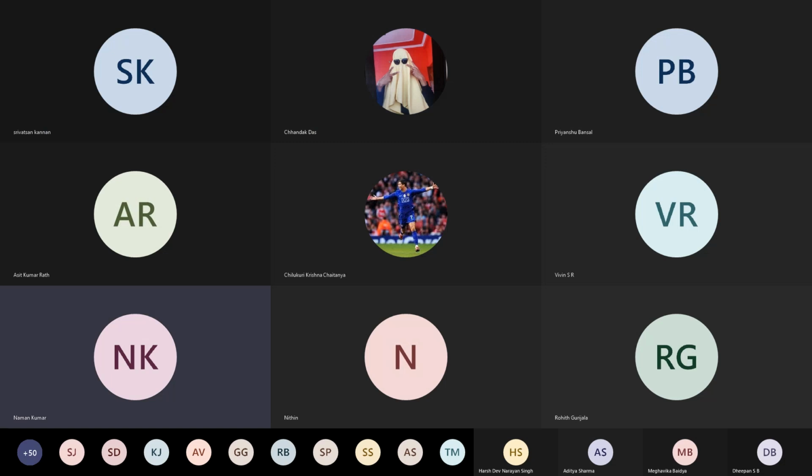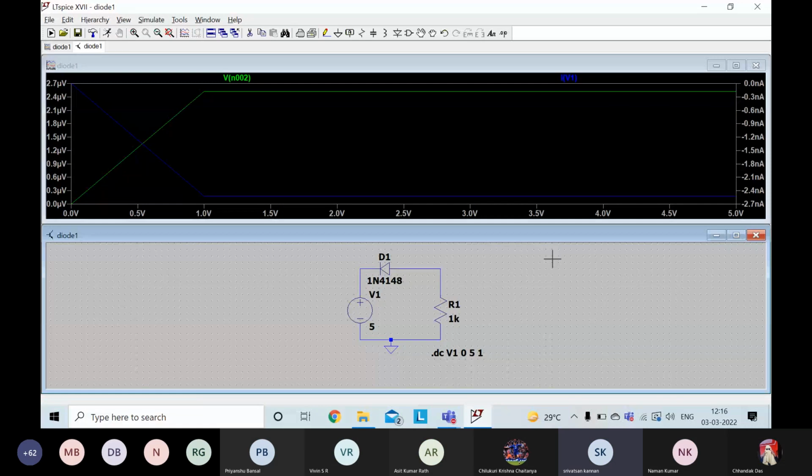I think, sir, he's getting a slant line instead of a straight line. Yes, let us see. Wait. Okay, he has done the simulation. 1K resistor, DC V1 0 5. What is this one? So one increment value. Okay, increment value. Are you getting the graph like this for the reverse bias? Yes, sir.